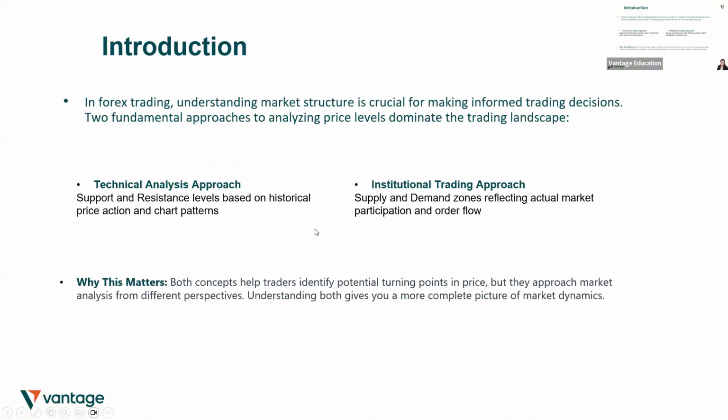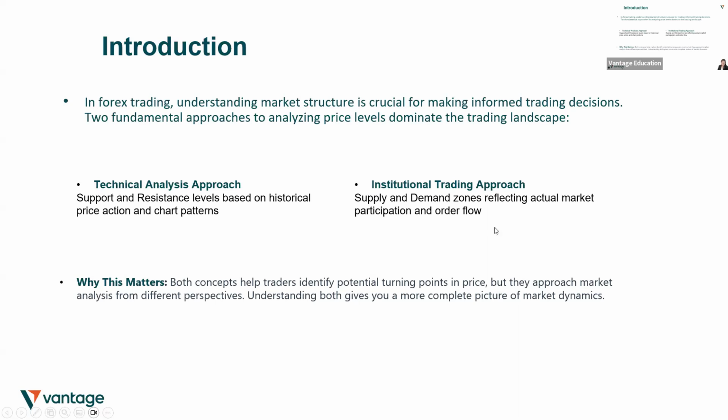So, introduction first. We already know the Forex market, right? Understanding market structure is crucial for making informed trading decisions. Two fundamental approaches to analyzing price levels dominate the trading landscape: the technical analysis approach, and the institutional trading approach. For technical analysis, we use support and resistance levels based on historical price action and chart patterns. The institutional trading approach uses supply and demand zones, reflecting actual market participation and order flow.